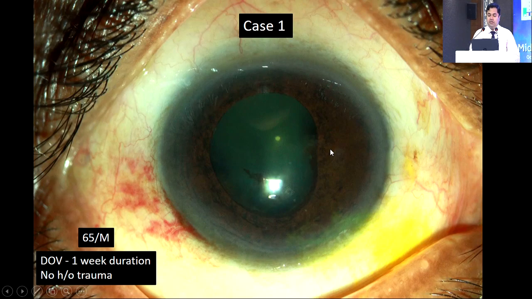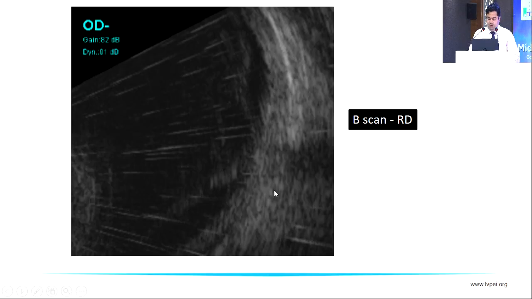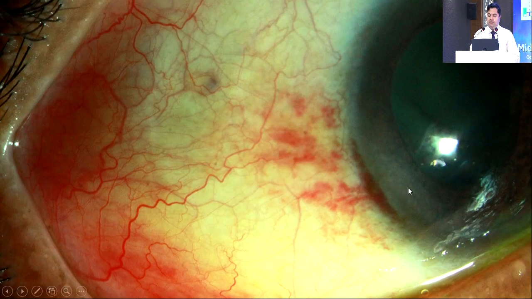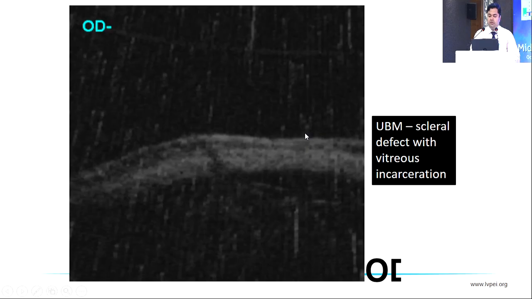So, a 65-year-old male, diminution of vision of 1 week duration, no history of trauma as such from the patient. But if you look at it closely, the B scan does show RD for this patient. There is a subconjunctival hemorrhage which is resolving, and there is one small dot noted here. Because of suspicion, we did a UBM for this patient. It shows that there was a scleral defect with query vitreous incarceration.